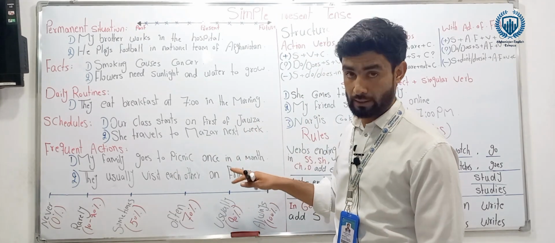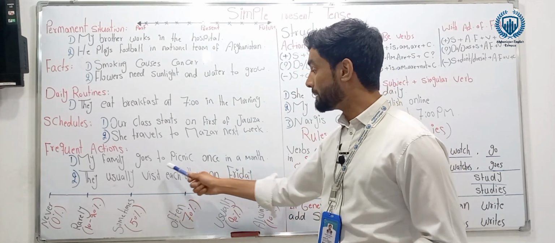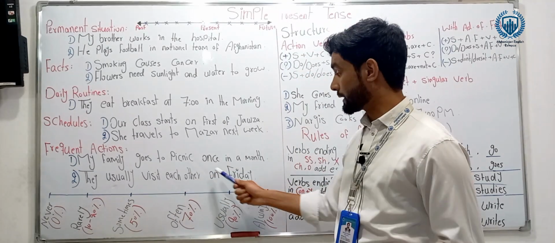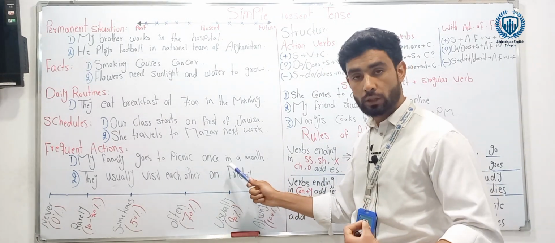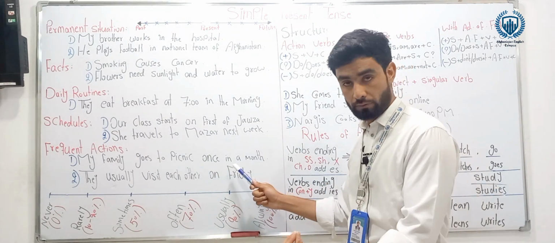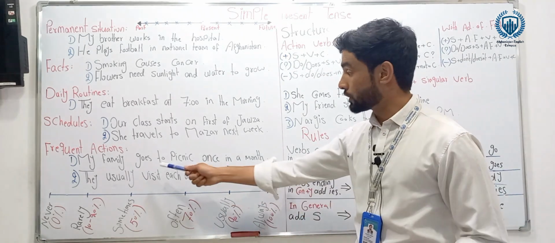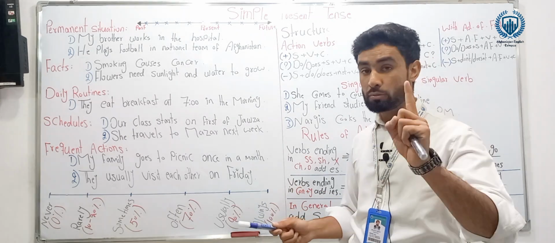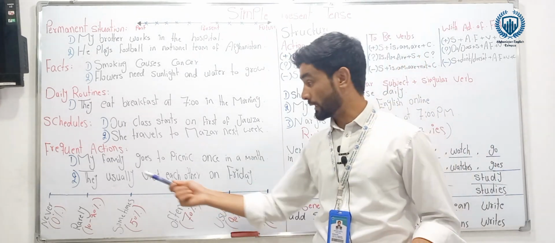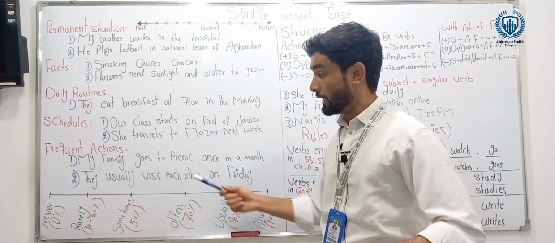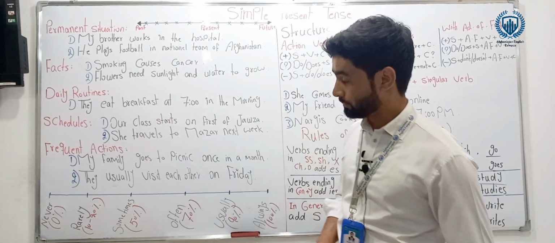Here I have two sentences. You can look at the sentences. The sentence number 1: My family goes to picnic once a month. Once a month is an adverb of frequency, and you can call it a definite adverb of frequency. So it shows the repetition of the action. Each month, once we go to picnic, or my family goes to picnic. It's a repetition of action. So the simple present tense shows the repetition of action.